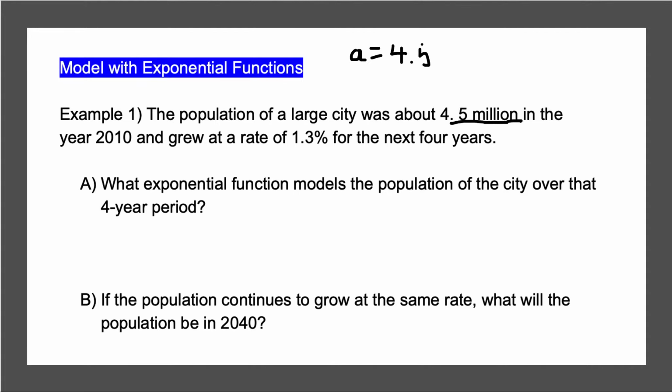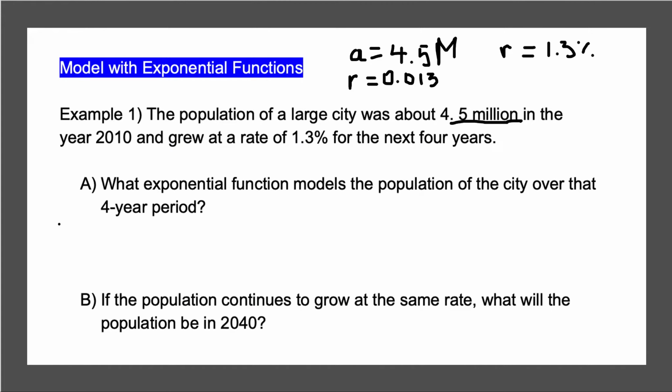And r is the rate. The rate is equal to 1.3%. But because we have to use the numerical value of the rate in the formula, we divide this 1.3% by 100% and we get the numerical value of the rate, which is r equal to 0.013. And now let's see the formula. What was the formula for the growth? The formula is A of t equals a times (1 plus r).